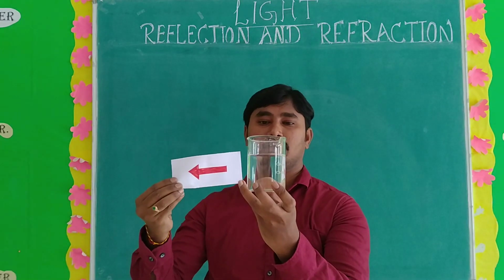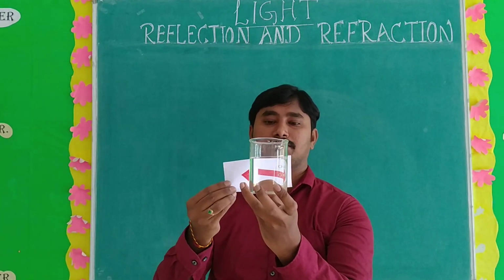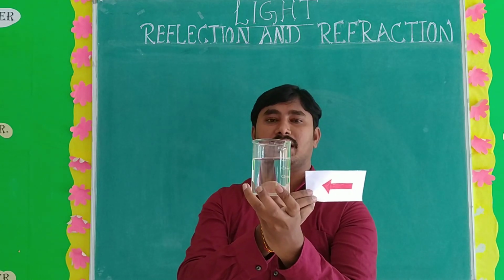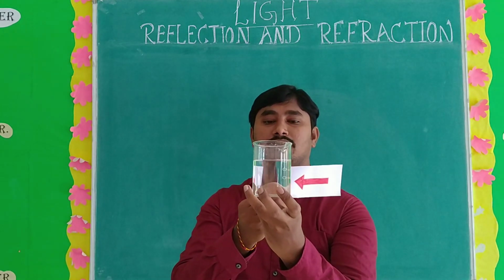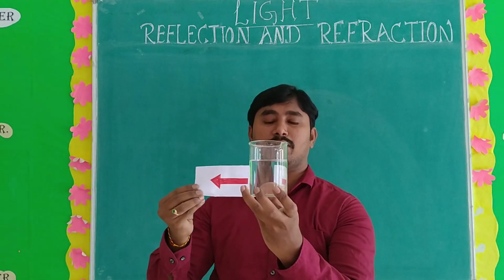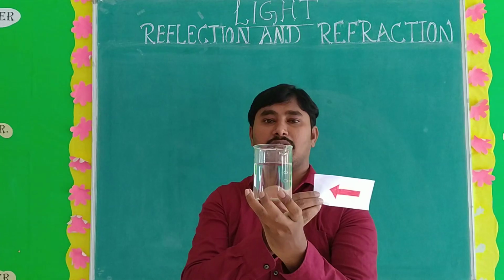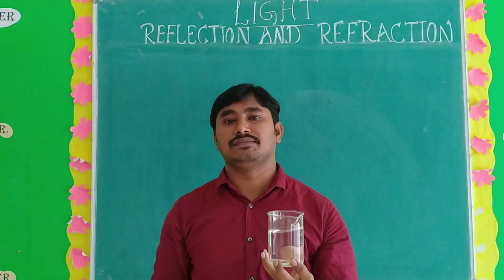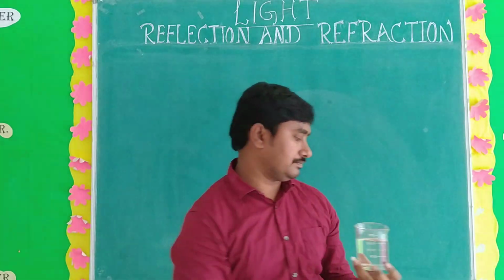Okay. So once you observe here, what do you observe? I think you see that the arrow mark direction is reversed. When the arrow mark moves in one direction, the arrow mark direction automatically looks reversed. So what is the cause of this? Next, one more activity.